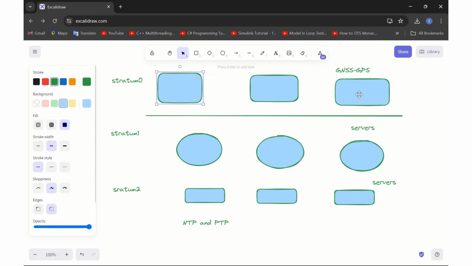They broadcast the time information to the different servers, and the devices or servers which receive the time from the Stratum 0 devices are called Stratum 1 devices. Below them, the other servers are called Stratum 2, and in a similar way we have the hierarchy up to Stratum 15. This is how the time information is provided and synchronization happens.